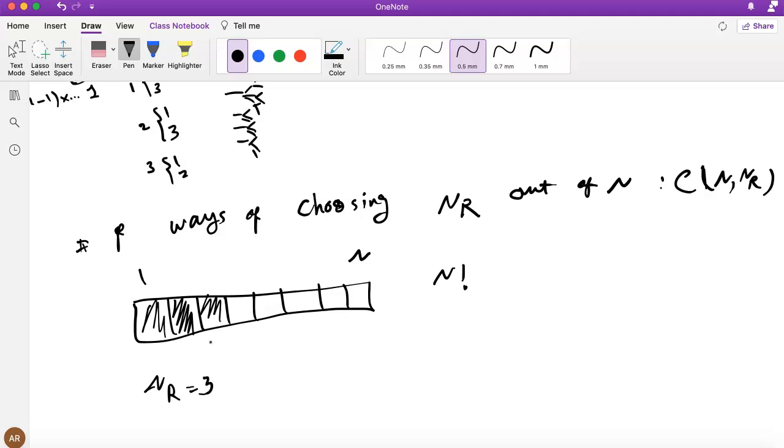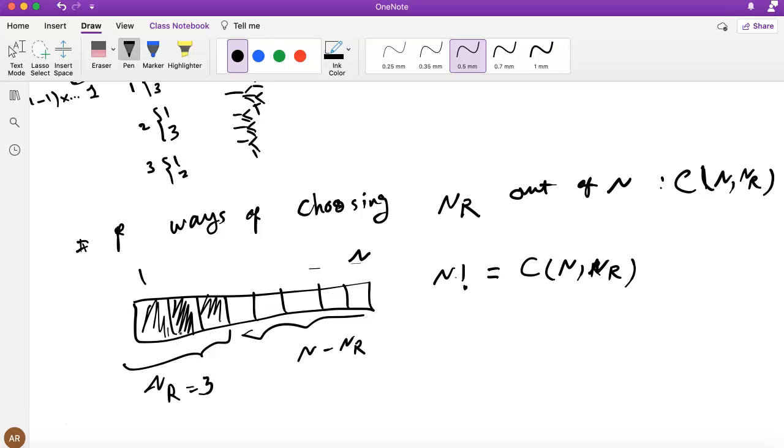So let's say the first 3 boxes, I choose nr out of n particles, and I arrange them in this half. So here I have nr, here I have n minus nr. So the total number of ways of arranging these n objects is, well, you can imagine first you choose nr out of n. So I have that many possibilities for what are the objects in the first, let's say, nr boxes.